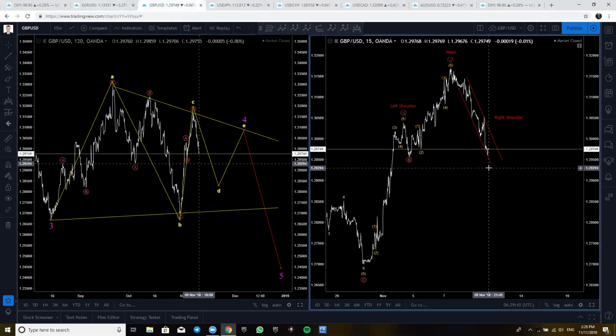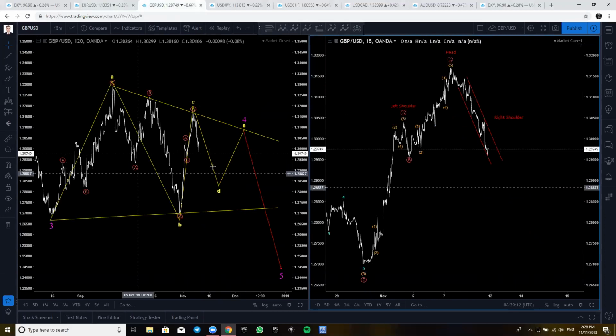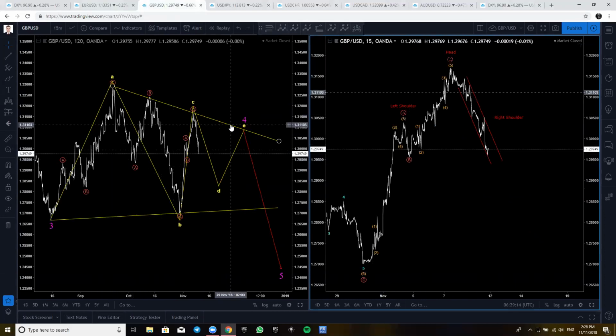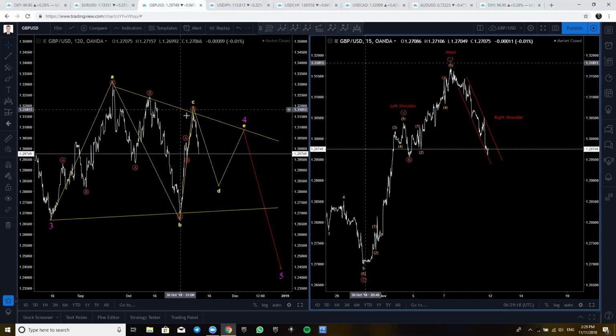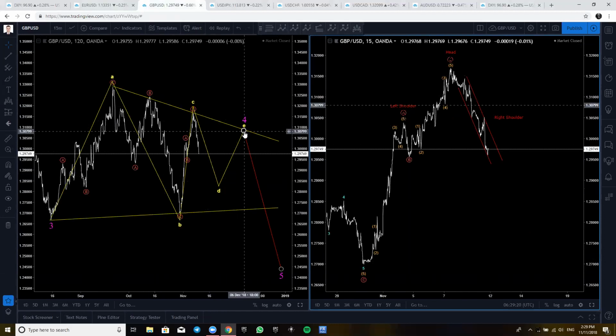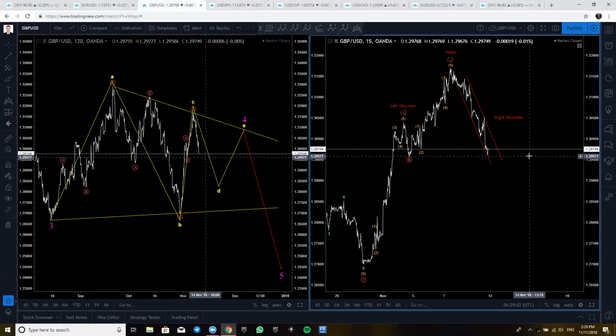Pound dollar, similar situation. You'll see on the left screen I have a possible triangle. I just put this here to show a possibility. We're having a bunch of three-wave moves, and we're contracting, so this would make a lot of sense.